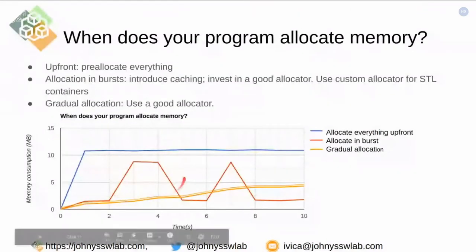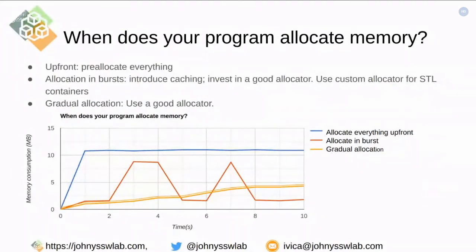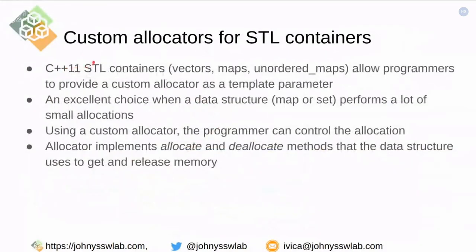This pattern of allocation in bursts often happens if you're using STL containers. STL containers will allocate memory, and when the container is destroyed, it will release all the memory back to the system. In C++11, and maybe also earlier versions, the STL containers, vectors, maps, unordered maps, and so on, allow programmers to provide a custom allocator as a template parameter. I guess everybody is familiar with C++ here, so you all know what a template is. You can customize your vectors, maps, and all the STL containers with templates, and you can provide the allocator as part of the template.